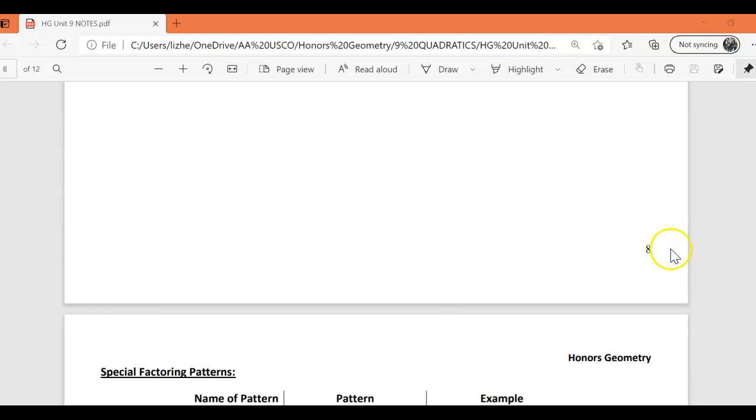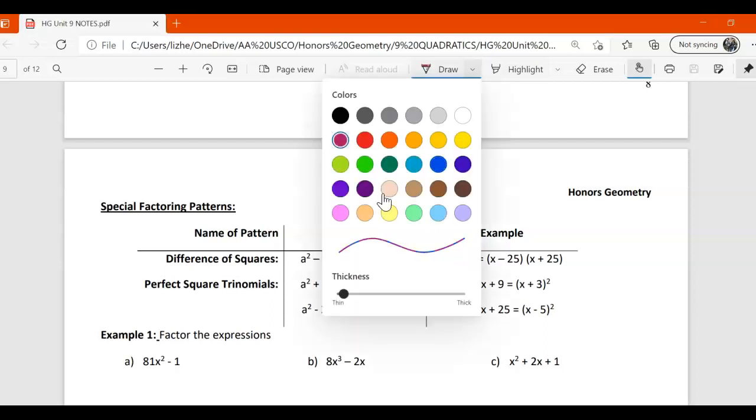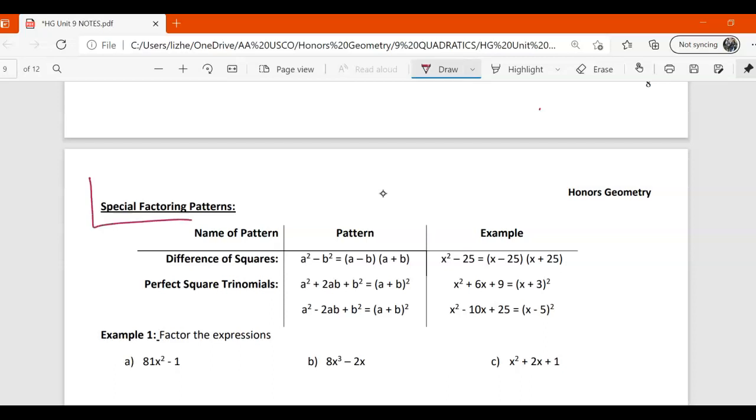Technically we're going to start here on page 9 of the notes that says special factoring patterns. Before we do that though, this is the official start right here. I think it's page 9. I hope it's page 9 for you, but anyhow, it's the second portion of 8.4.